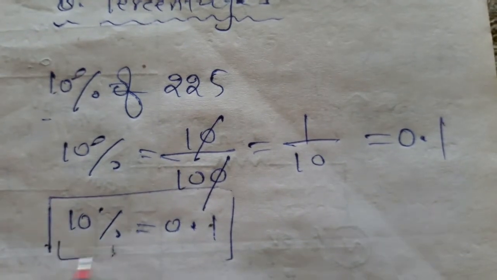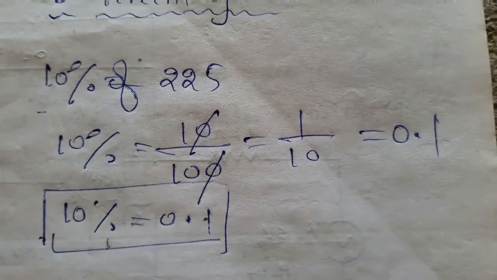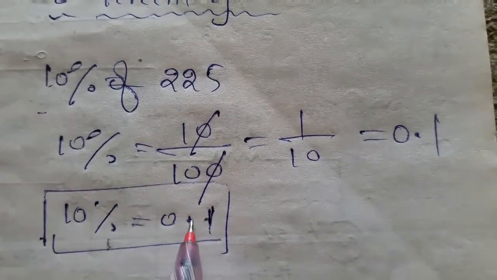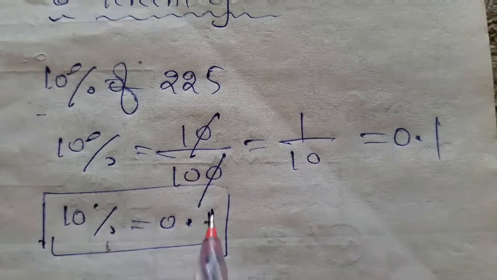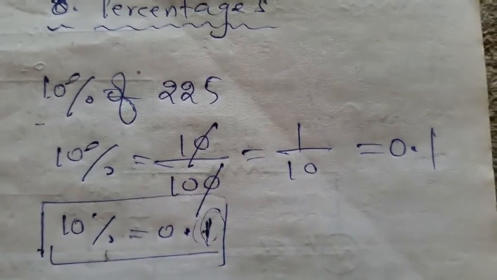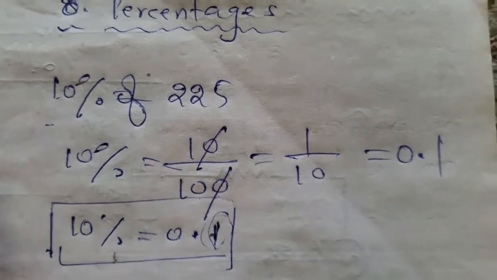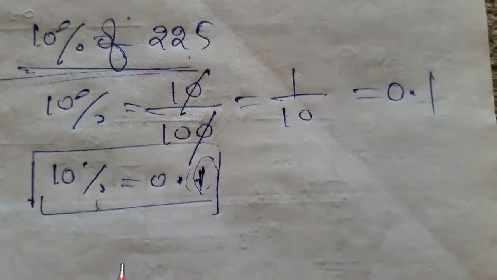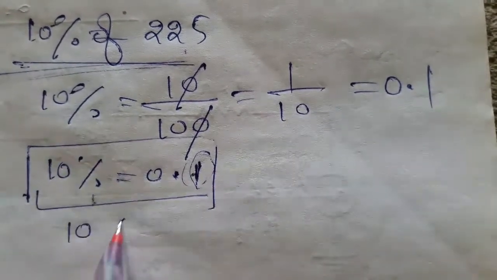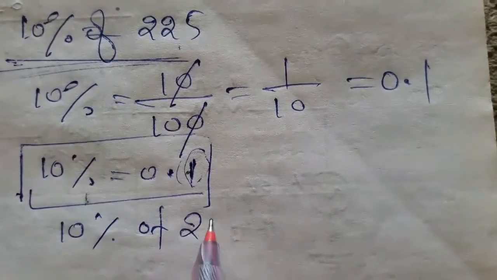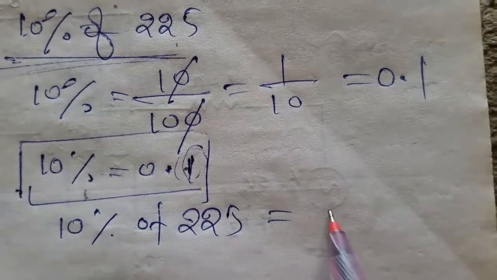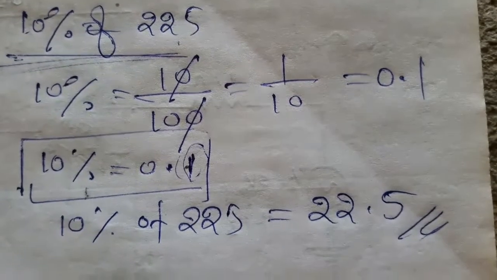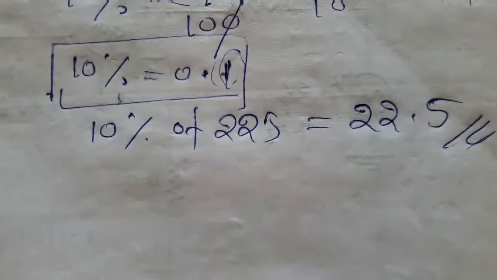10% means 0.1. Put a decimal point before a one digit. After the decimal point, keep a one digit. Are you understood? Suppose, see here, 10% of 225. That means 10% of 225 is 22.5. Are you understood? Yes, this is it.